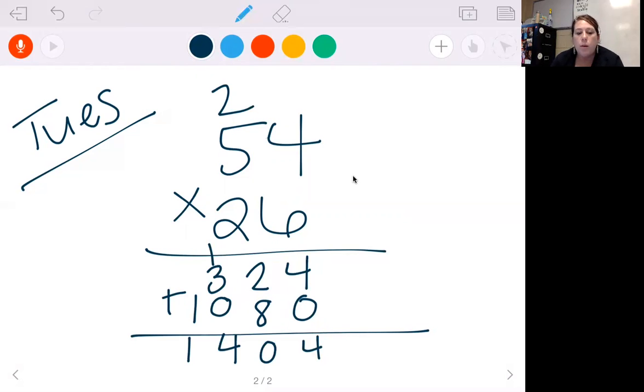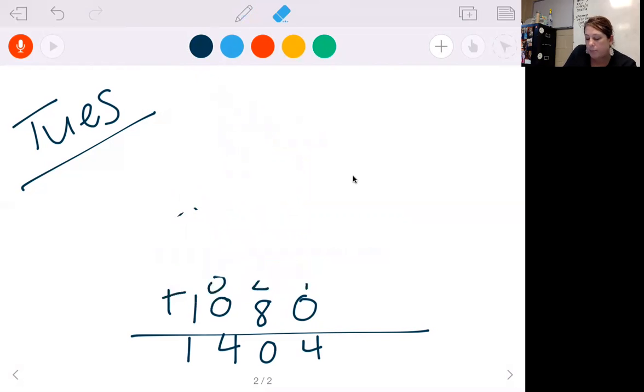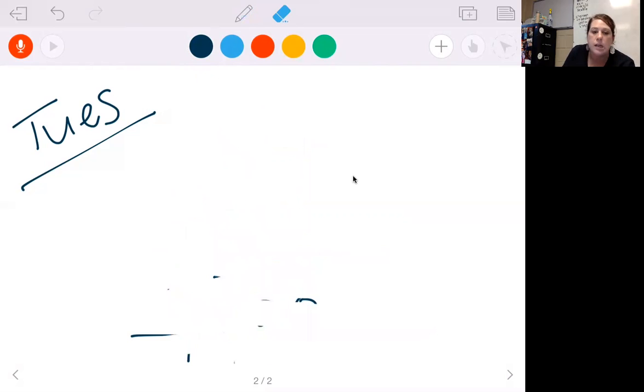There we go. 1,404. Okay, I'm going to erase this. We're going to do a couple more, and then I'm going to let you work on your classwork. Today's classwork is graded. I do want to grade this one and see how you're doing. Remember, it doesn't matter how many numbers are on top. It's the same process every time.